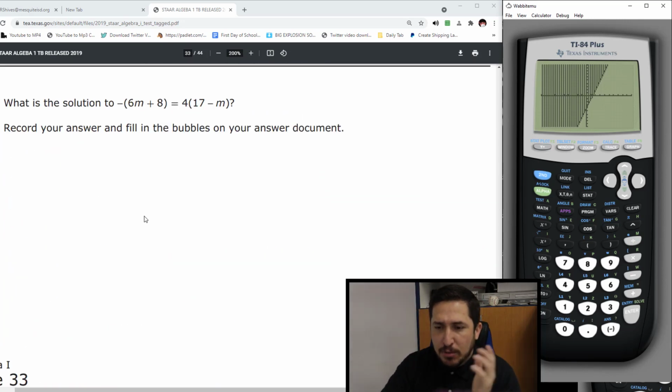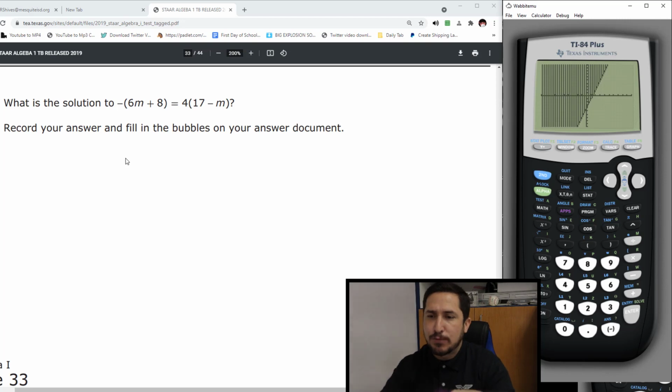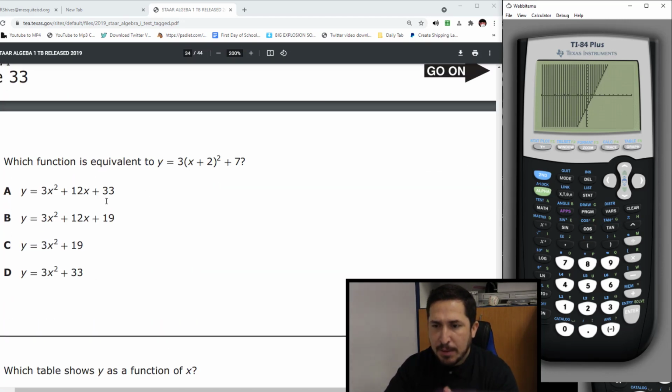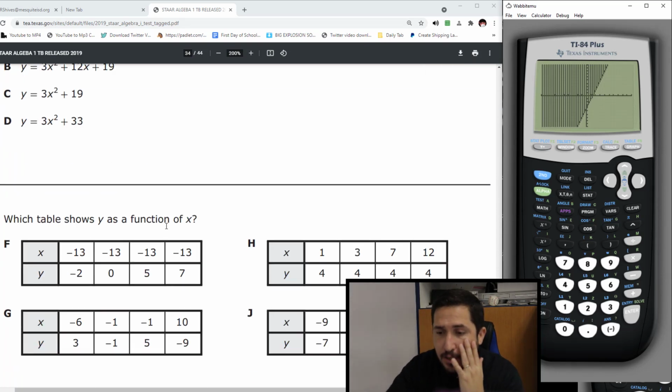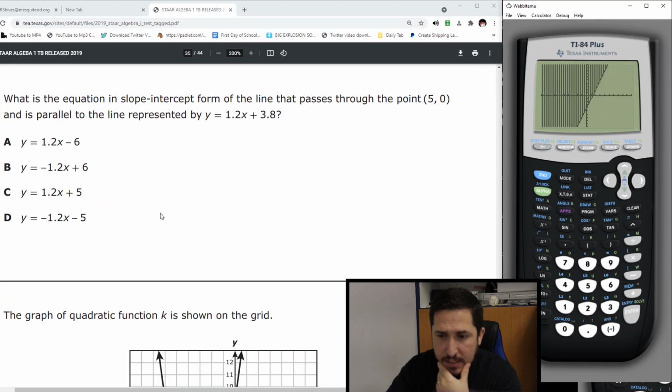This guy, domain and range, don't need a calculator for that. This guy, y1, turn him into x. y2, turn him into x. Zoom, make sure you can see the lines touching. Second trace 5, enter, should be great. This guy, equivalent, type him in, go to the table, second graph. This guy, function of x, make sure your x's are not repeating, because that's crazy.